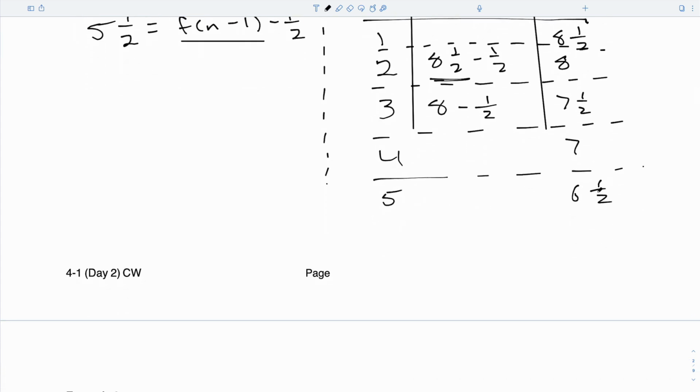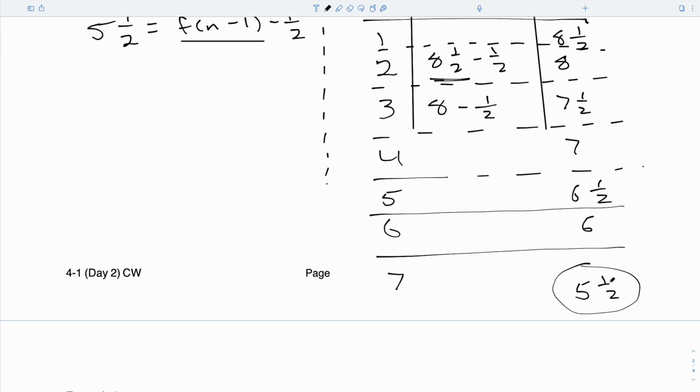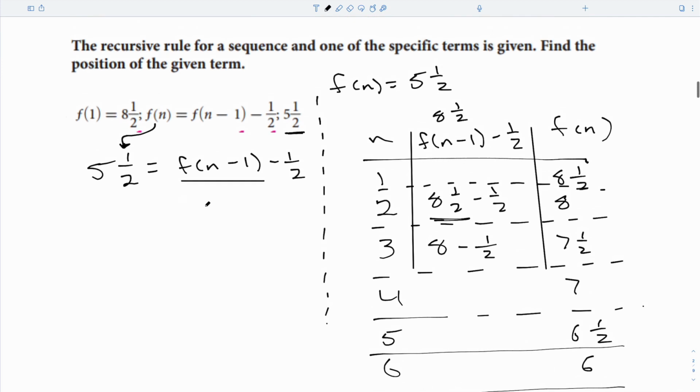We are looking for 5.5. So the goal somewhere is 5.5. We're getting closer. When 6 is there, you get 6. When 7 is in place of n, you get 5.5. You just found your goal. Your answer is n equals 7. So f of n being 5.5 will only happen when your n is equal to 7.